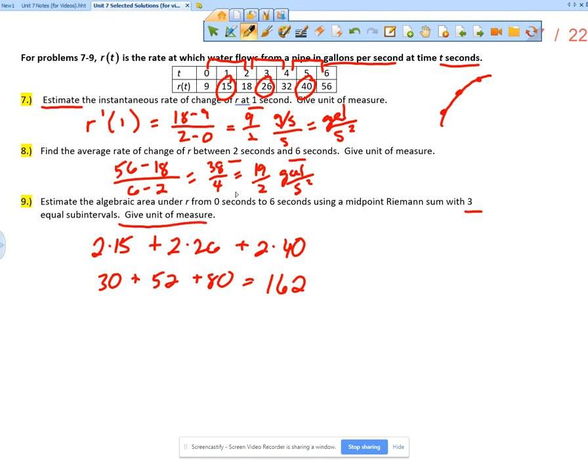What about units of measure? Well, remember, I found an area, so I was taking an R value multiplied by a t value. So gallons per second times what? Well, times seconds. So this is actually an amount of gallons, right? So 162 gallons is our estimate of the algebraic area under the curve.